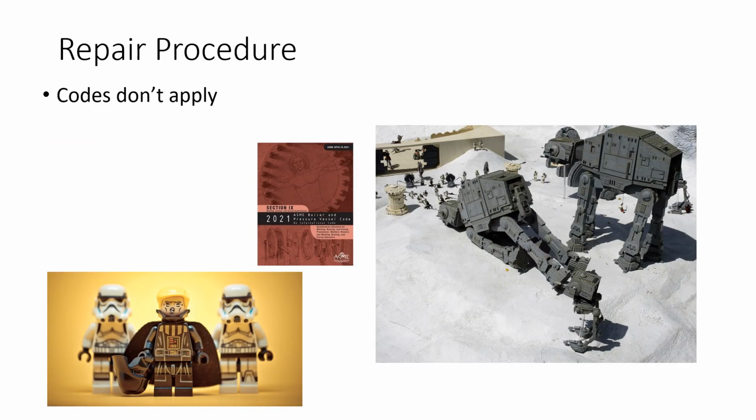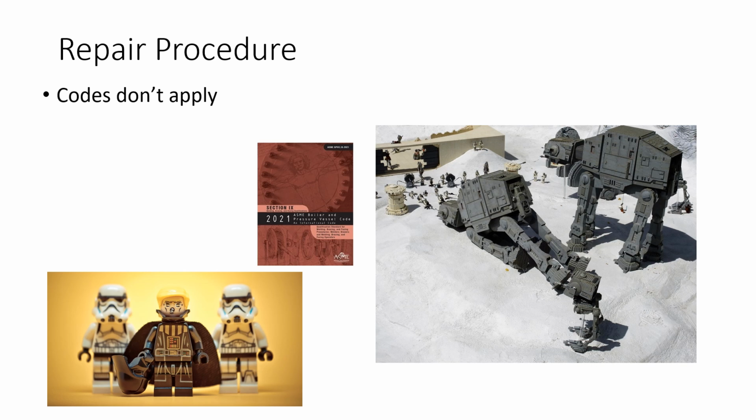Or let's say we have a situation where codes don't apply. We need to do a repair procedure, and our customer, like in the previous slide, wants us to come up with a welding procedure specification and procedure qualification records for our welders to make a repair procedure on some component that doesn't strictly fit in some type of code situation, that isn't a pressure vessel, or isn't something that falls into AWS D1.1, the structural code.